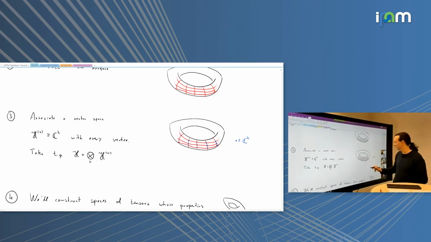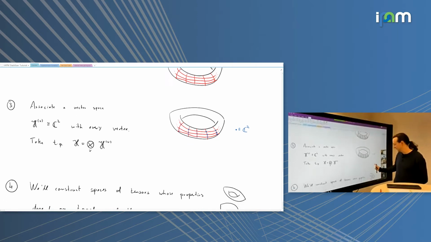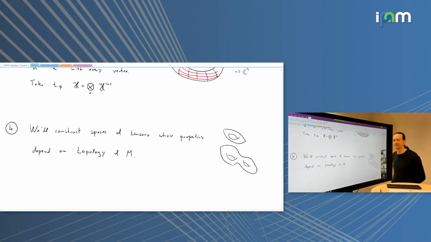So there's one copy of C2 that lives on every vertex of this triangulation of this lattice on the manifold. And then you tensor them all together, obviously. So you get a huge tensor space. And so the goal of this tutorial is to construct spaces of tensors whose tensorial properties depend on the topology of the manifold M that we started with, and in some way only depend on the topology.